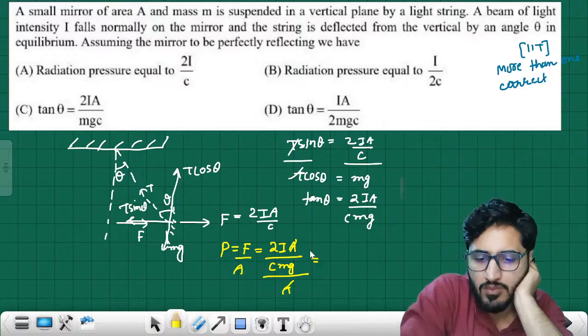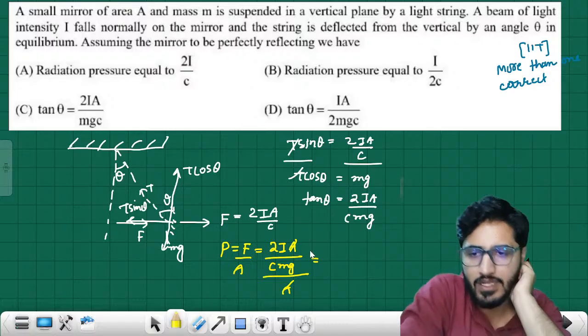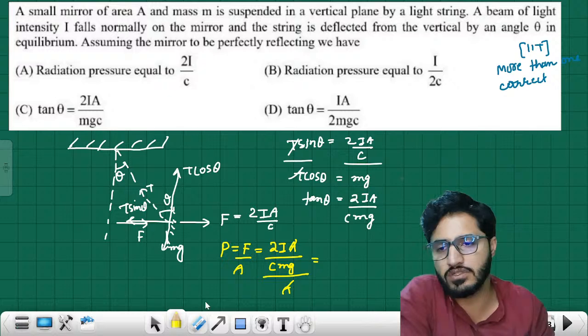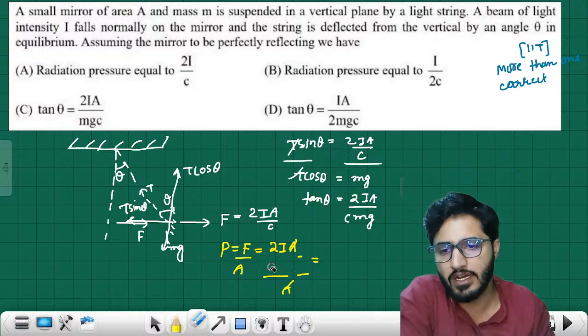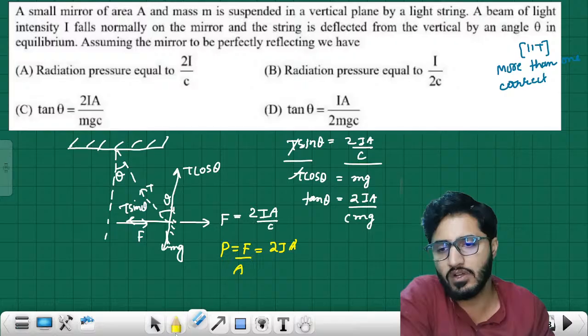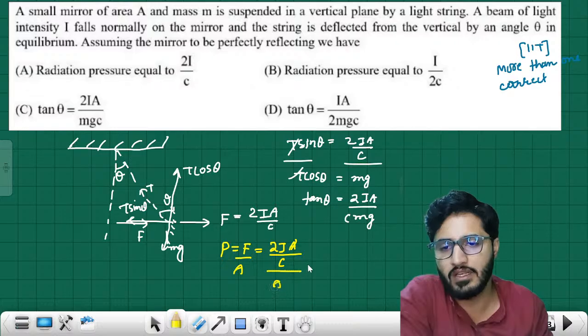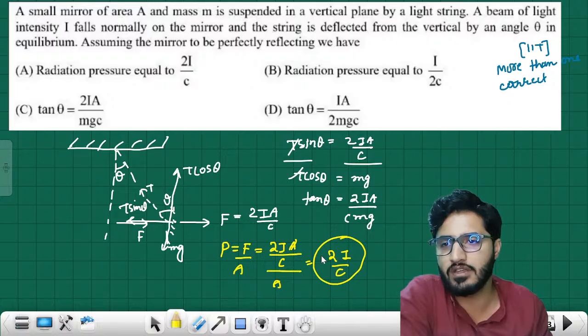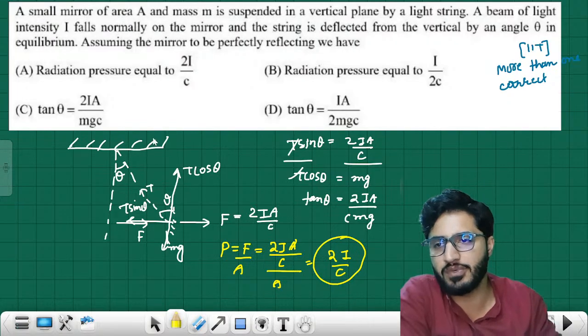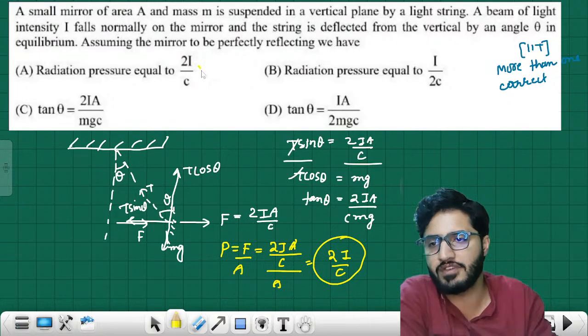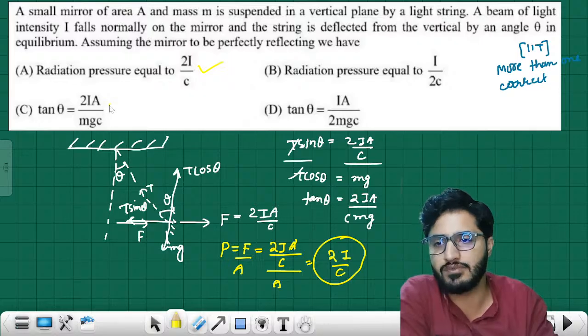Okay, tan theta is not force. We don't have any mg here, I got confused. It is only 2IA divided by C, whole divided by A. So my answer is 2I by C. Radiation pressure P is 2I by C. Done. These two are the correct options.